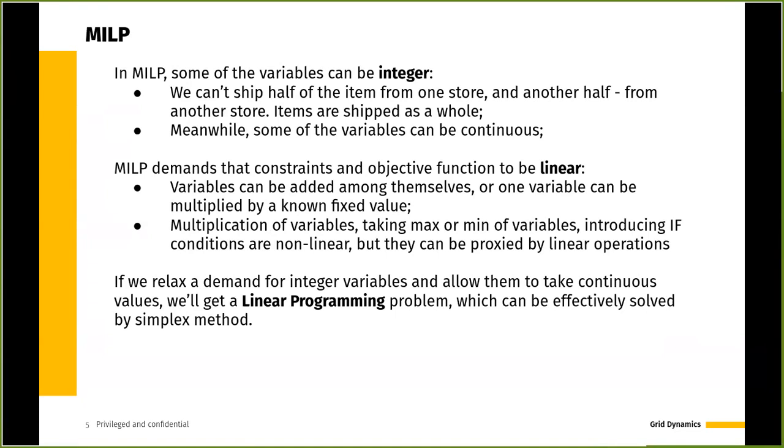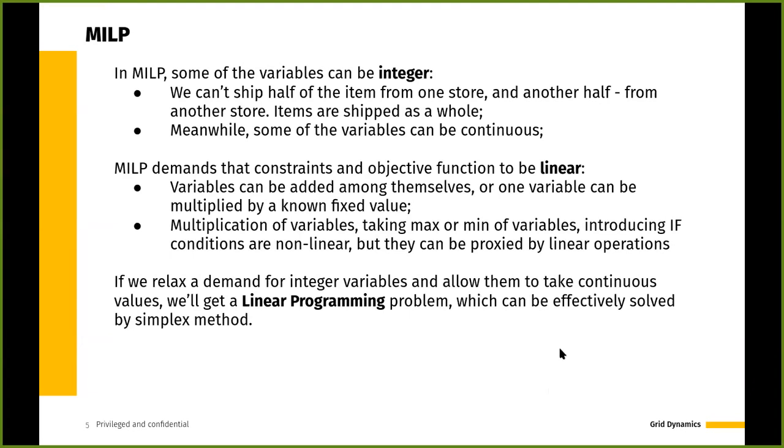Also, there is the word linear inside MILP, and linear stands for the fact that the variables, constraints, and objective function you would like to have should be linear. Linear means that you can sum up two different variables or multiply them by some known fixed value, but you can't multiply variables between themselves, or take a maximum or minimum between them, or make an if condition on them. Well, because those are non-linear operations, but they can be proxied inside this framework. If you give up on the integrality of your variables, you'll get a framework that perhaps some of you know, called just linear programming, and such problems can be solved pretty easily with, for example, the simplex method.